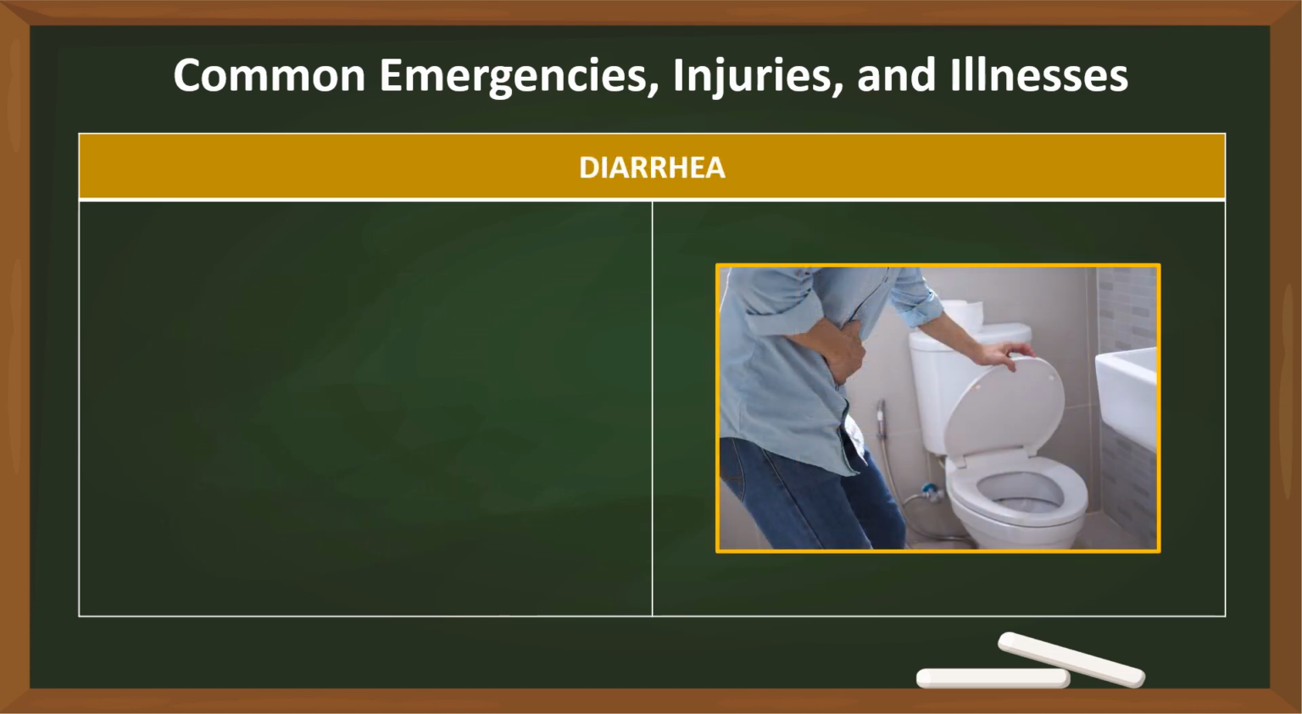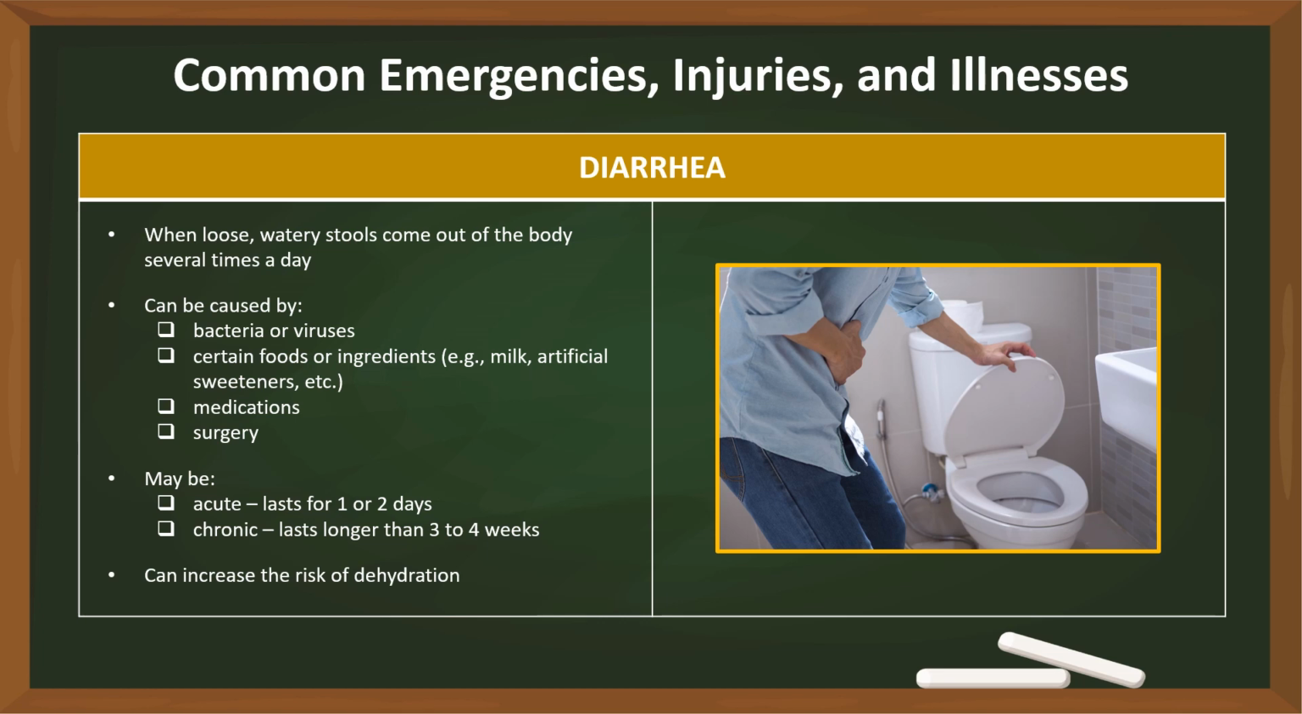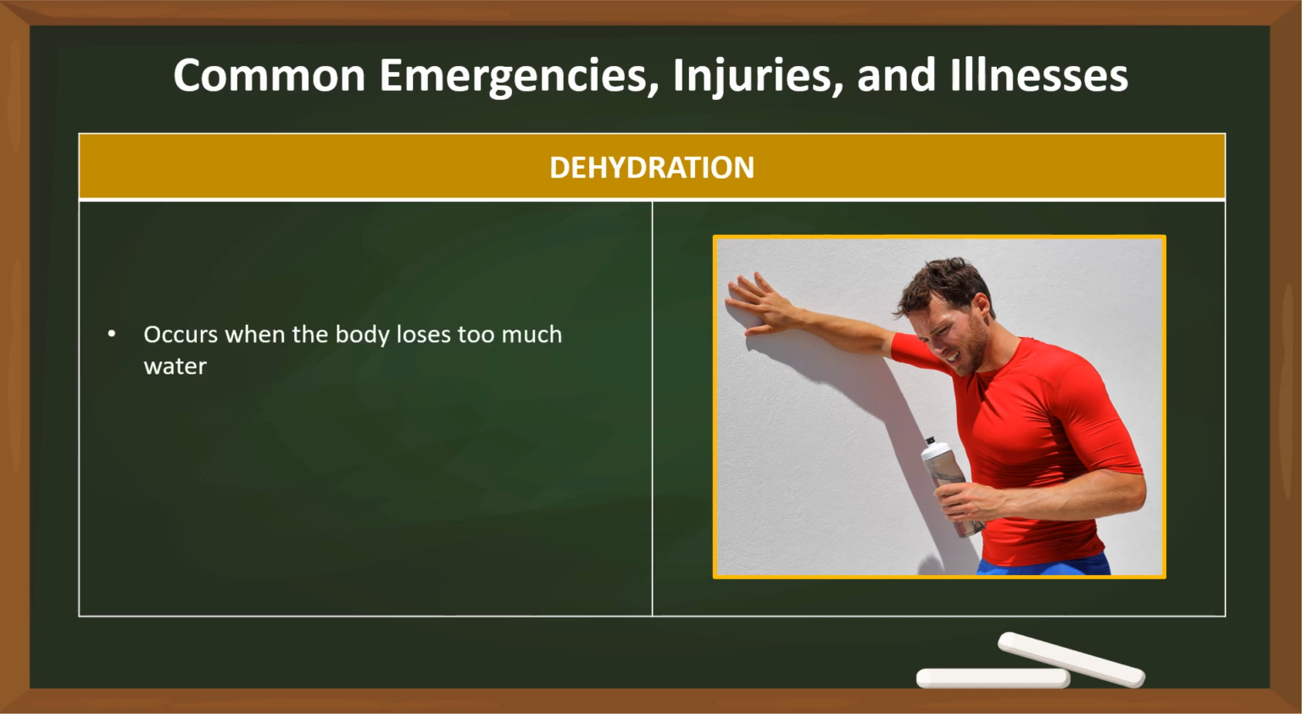Also on our list is diarrhea. People have diarrhea when loose, watery stools come out of their bodies several times a day. Common causes of diarrhea include bacteria or viruses, certain foods or ingredients, medications, and surgery. Diarrhea may be acute or chronic. Lastly, diarrhea can increase the risk of dehydration. Dehydration occurs when the body loses too much water. As a result, the body is unable to perform its normal functions.